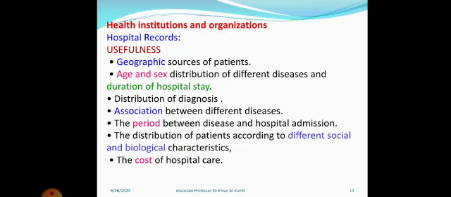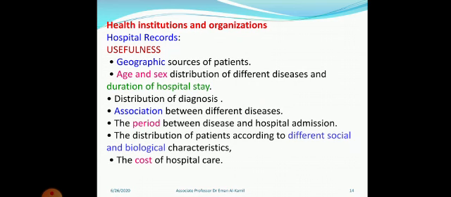Also, the distribution of patients according to different social and biological characteristics. In public hospitals, usually they should be used by all people, but in some cases they are more likely to be used by individuals from low or intermediate socio-economic conditions, because they are unable to pay for private care.